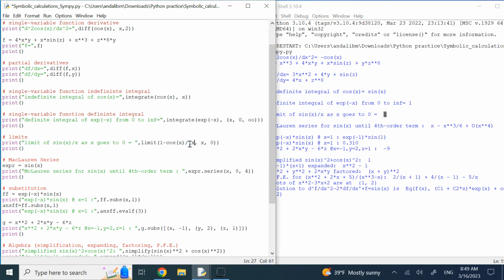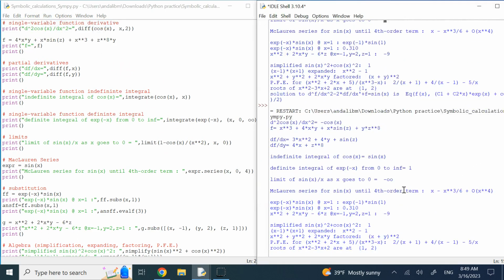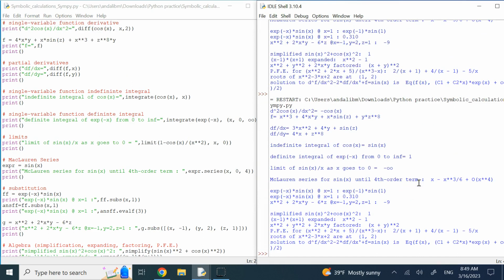You know this one, right, from your calc, hopefully. This is also 0 over 0, and you know how much this one is based on a Maclaurin series. So let me run it again and just check it. And here, let's see, how much is it?